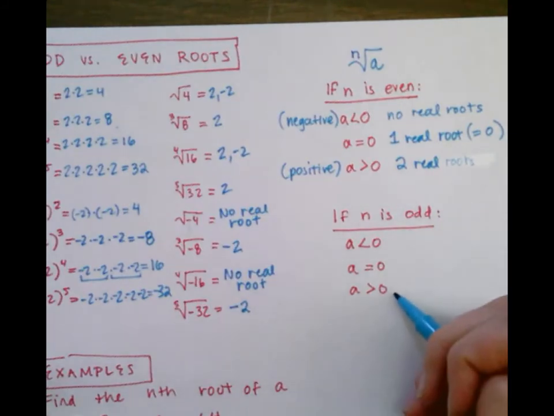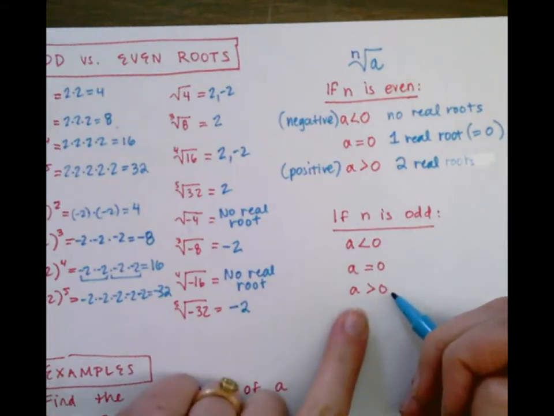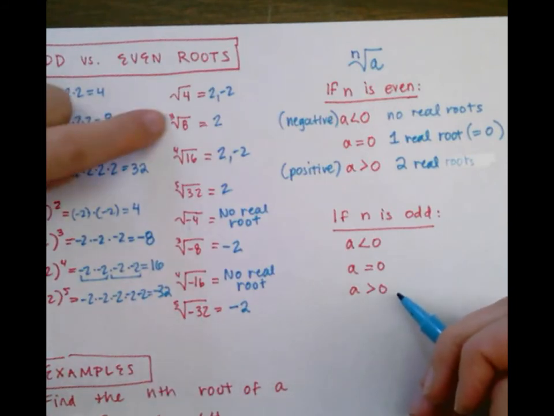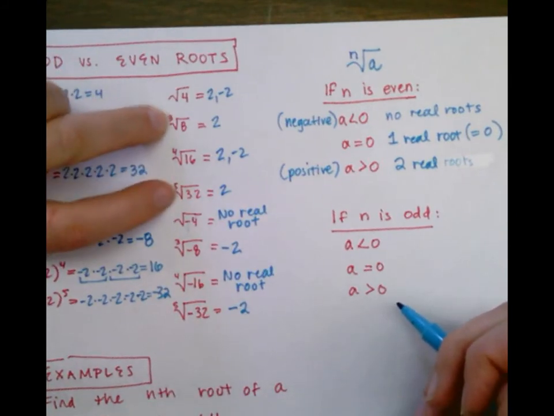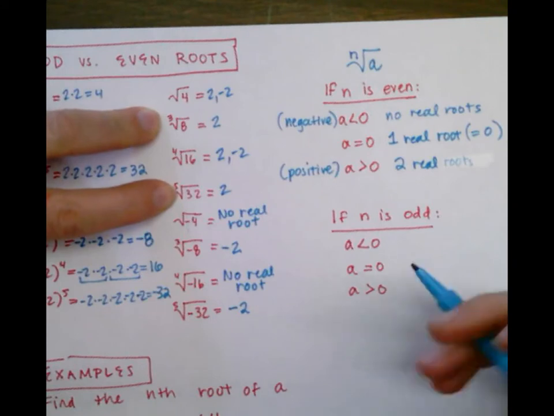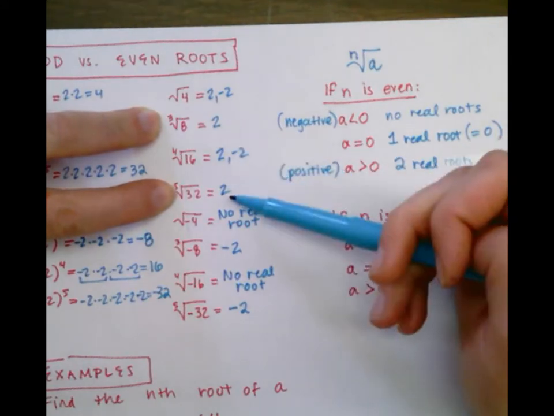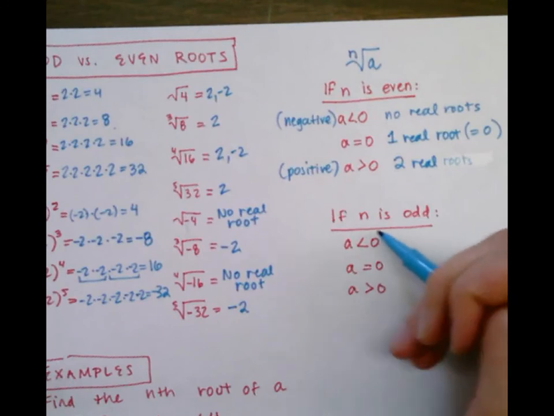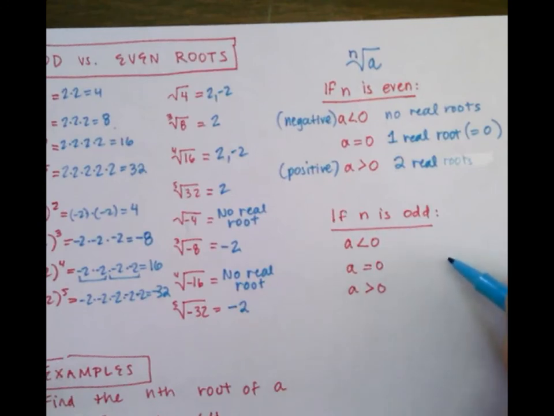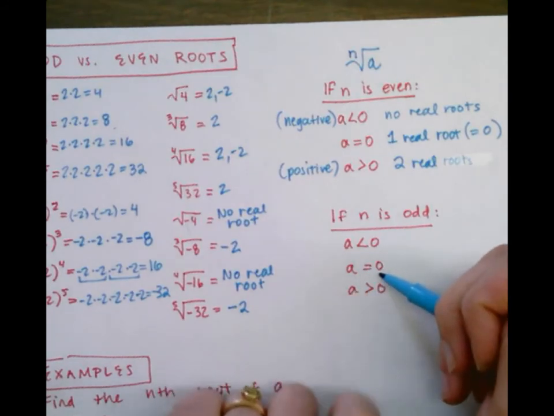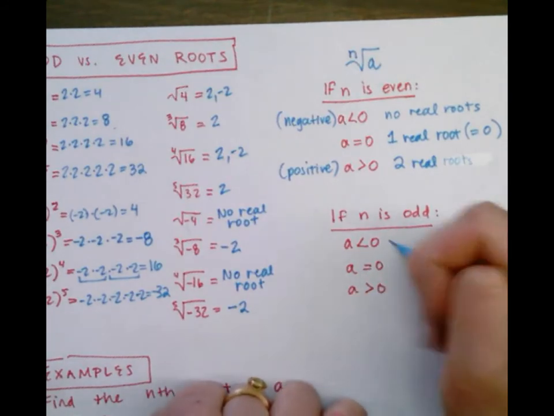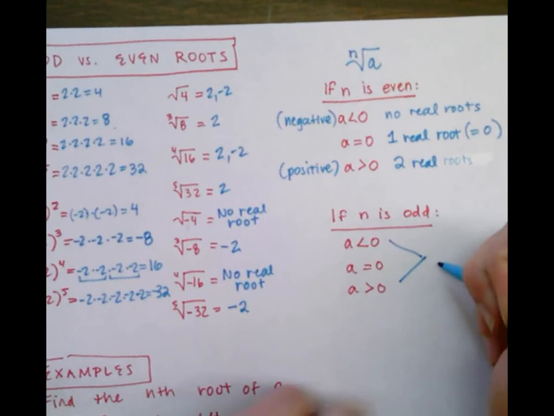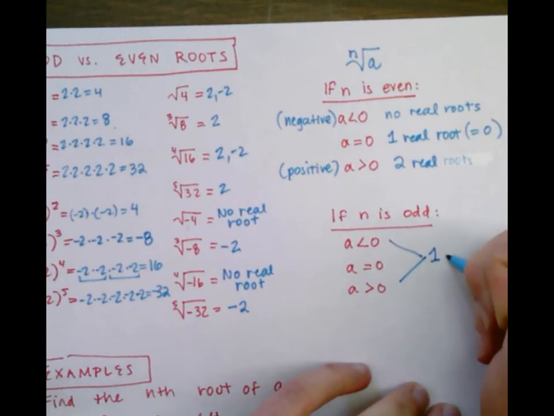Actually, that's the case also when a is positive. When a is positive, we have the cubed root of 8 and the fifth root of 32, we only get one answer, the positive answer, right? So the idea is here, if n is odd, we're always only going to have one root, not two, because when a is 0, we'll also still get a root, which is 0. So for all of these, we're going to just say there is one real root.